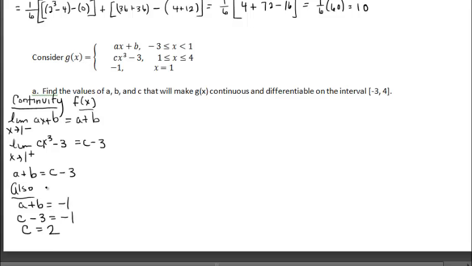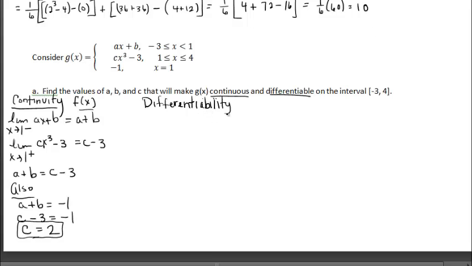Now that I have c is 2, I can plug it in back here, but I still can't find a and b yet. It's not going to be until we set up the differentiability piece that we're going to be able to actually solve for a and b.